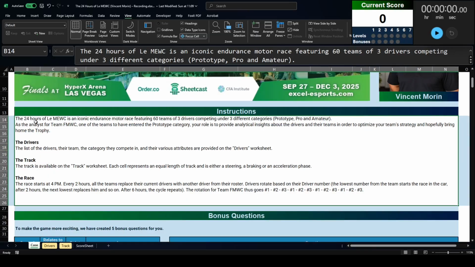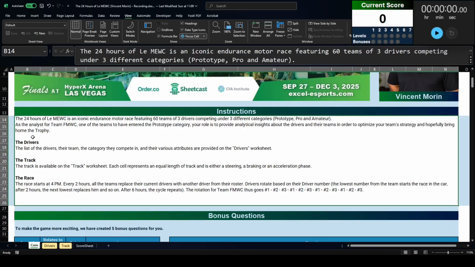The 24 Hours of Le MEWC is an iconic endurance motor race featuring 60 teams of 3 drivers competing under 3 different categories: prototype, pro, and amateur. As the analyst for Team FMWC, one of the teams to have entered the prototype category, your role is to provide analytical insights about the drivers and their teams in order to optimize your team's strategy and hopefully bring home the trophy.